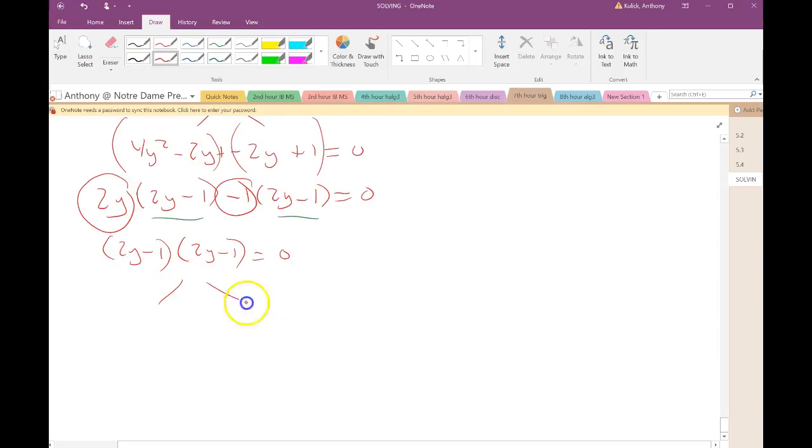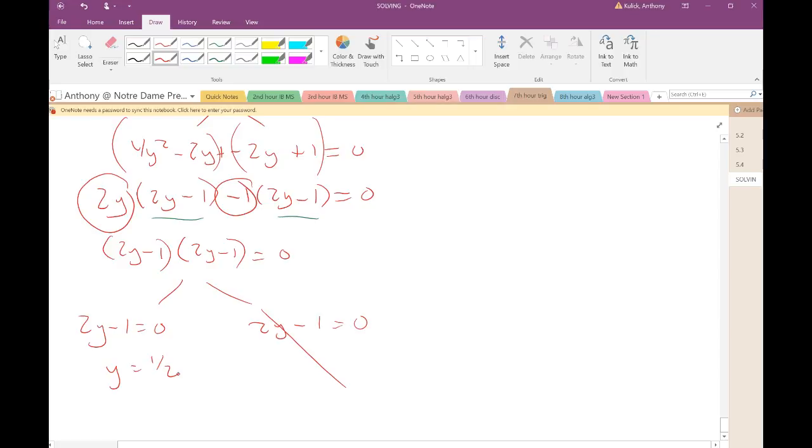And then I can break this into two parts using the zero product property. Now it's silly to do that because they're identical, right? So I really only need to do it for one of them. I mean, technically the other one's still there, but who cares? We don't need to do it twice. Let's halve our work. So I get that y is 1/2.